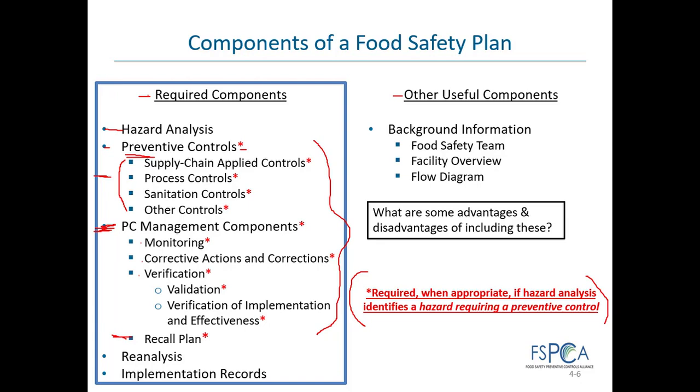Okay, back to it. So we have the hazard analysis for sure, the preventive controls maybe, and a reanalysis is required, and implementation records are required as well for everybody. Okay, other useful components. Basically, this all goes into this category of background information. And this is really the piece where we try to facilitate communication. So the first one's going to be a food safety team list, a facility overview, and a flow diagram. And we're going to look at examples of all of those in just a second.